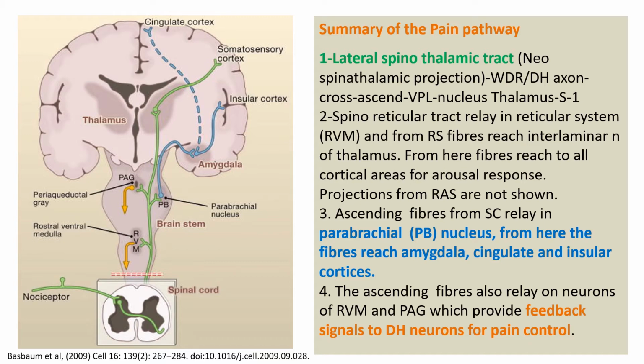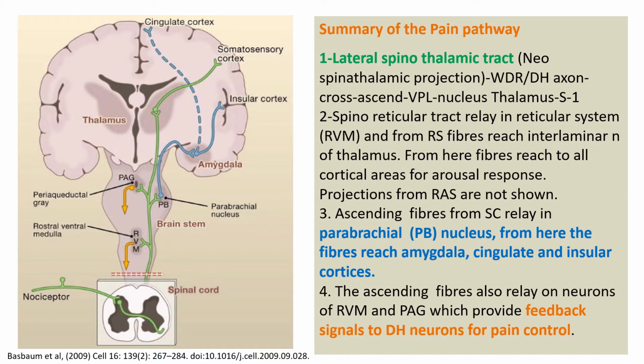From here, reticulothalamic tracts originate and they reach the thalamus and relay in the intralaminar and reticular nucleus of the thalamus. And these will project to the entire cortical mantle and also to the interthalamic nuclei. And these fibers are not shown; they are shown in the earlier slides.